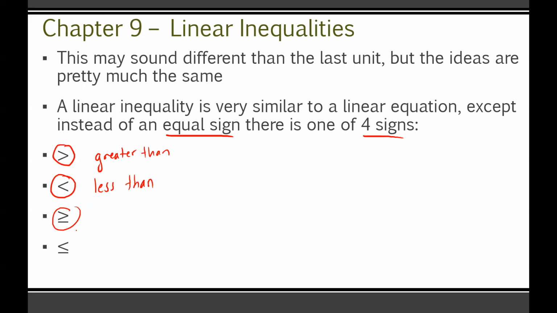Now this sign here with a bar underneath it, that's greater than, as the sign would tell you, or equal to. So it could potentially be equal to whatever the other thing is, and if it isn't, it must be greater than. And likewise, this one down here is less than or equal to. So these four signs are just taking the place of an equal sign. So instead of having an equal sign here, we have one of these four signs.